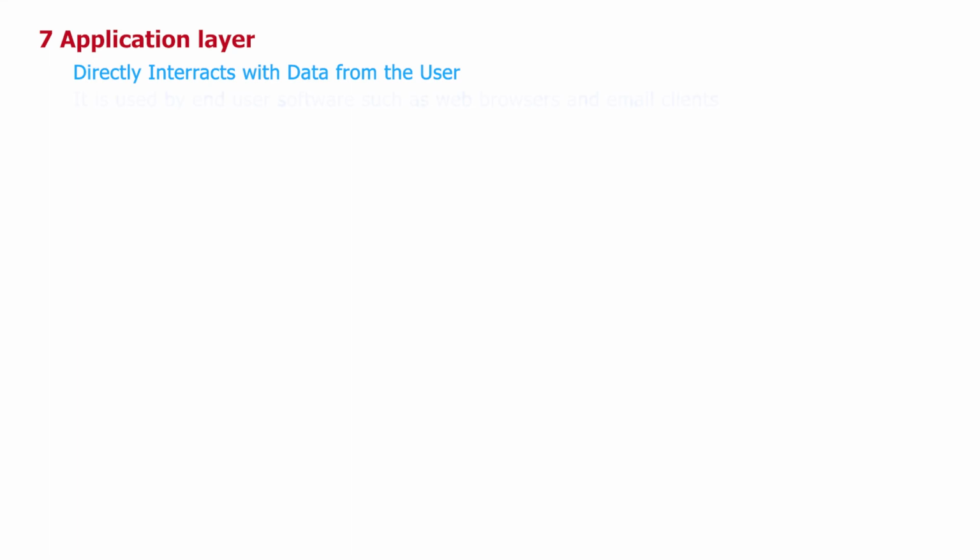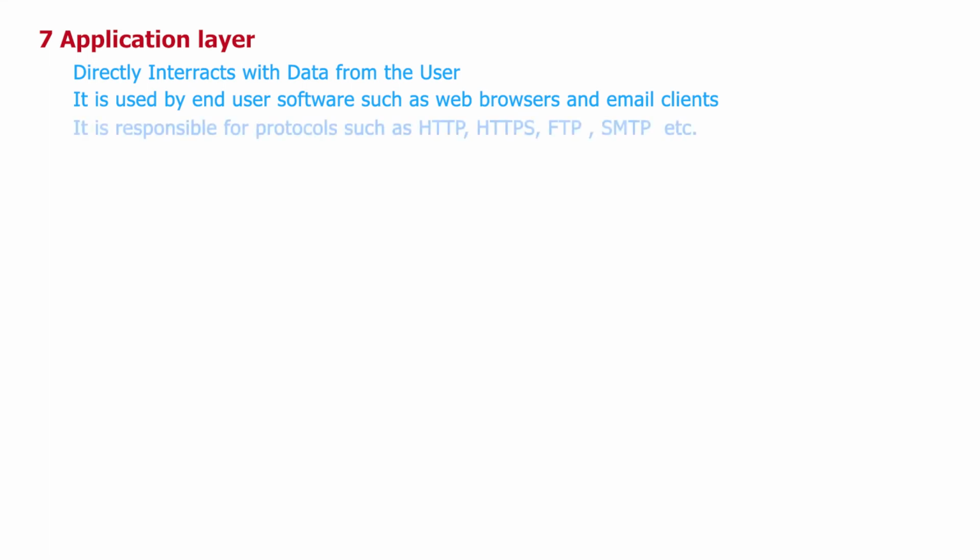The last layer, which is the 7th layer, is called the application layer. This is the layer that directly interacts with data from the user. The application layer is used by end-user software, such as web browsers and email clients. It provides protocols that allow software to send and receive information and present meaningful data to users. Examples of such protocols include Hypertext Transfer Protocol, File Transfer Protocol, Simple Mail Transfer Protocol, etc.